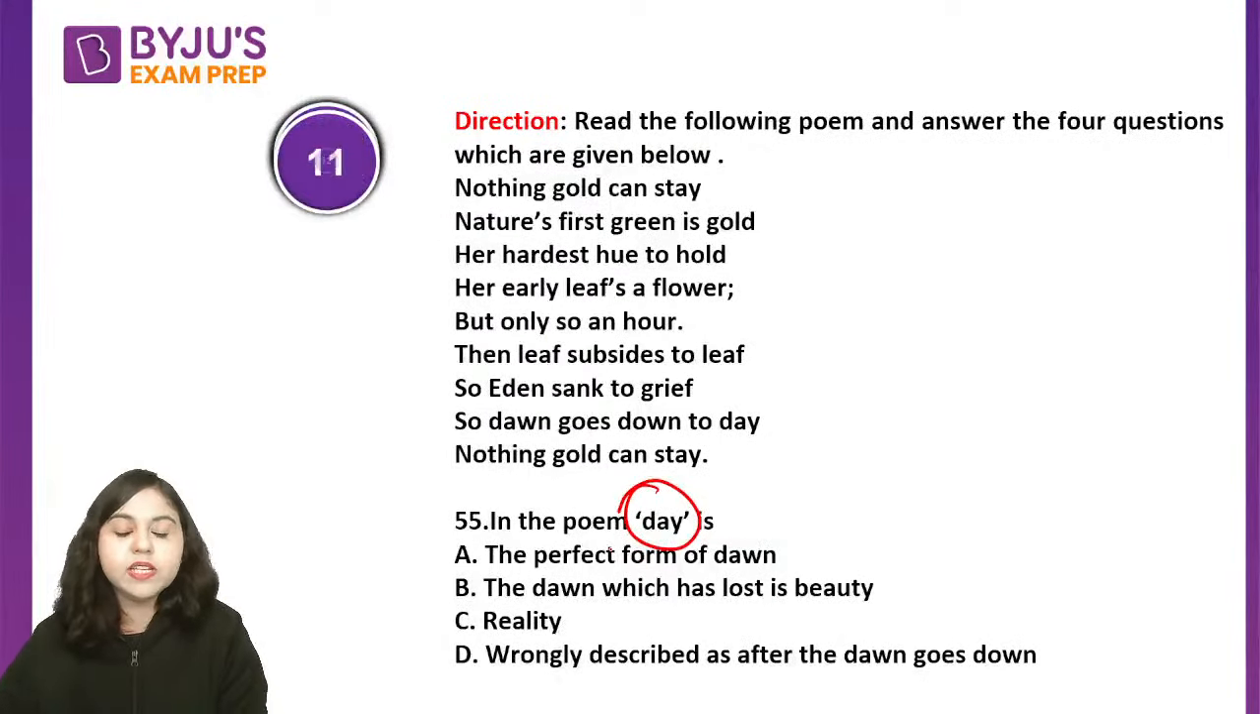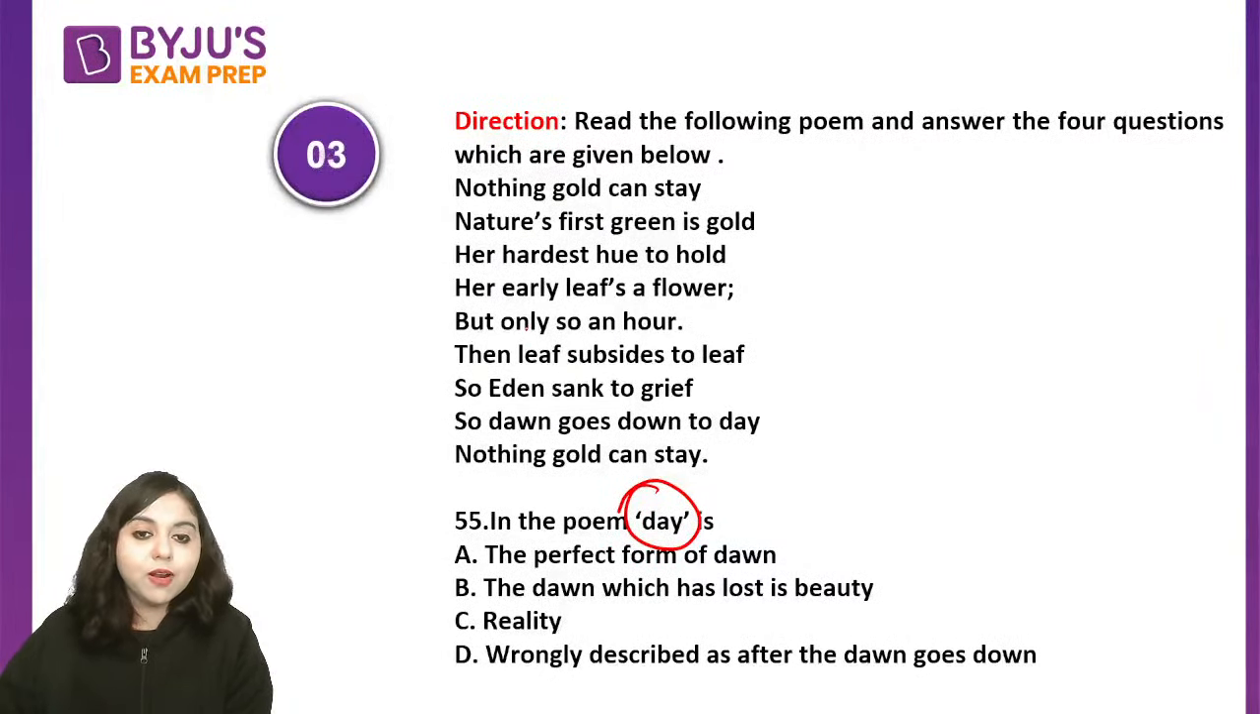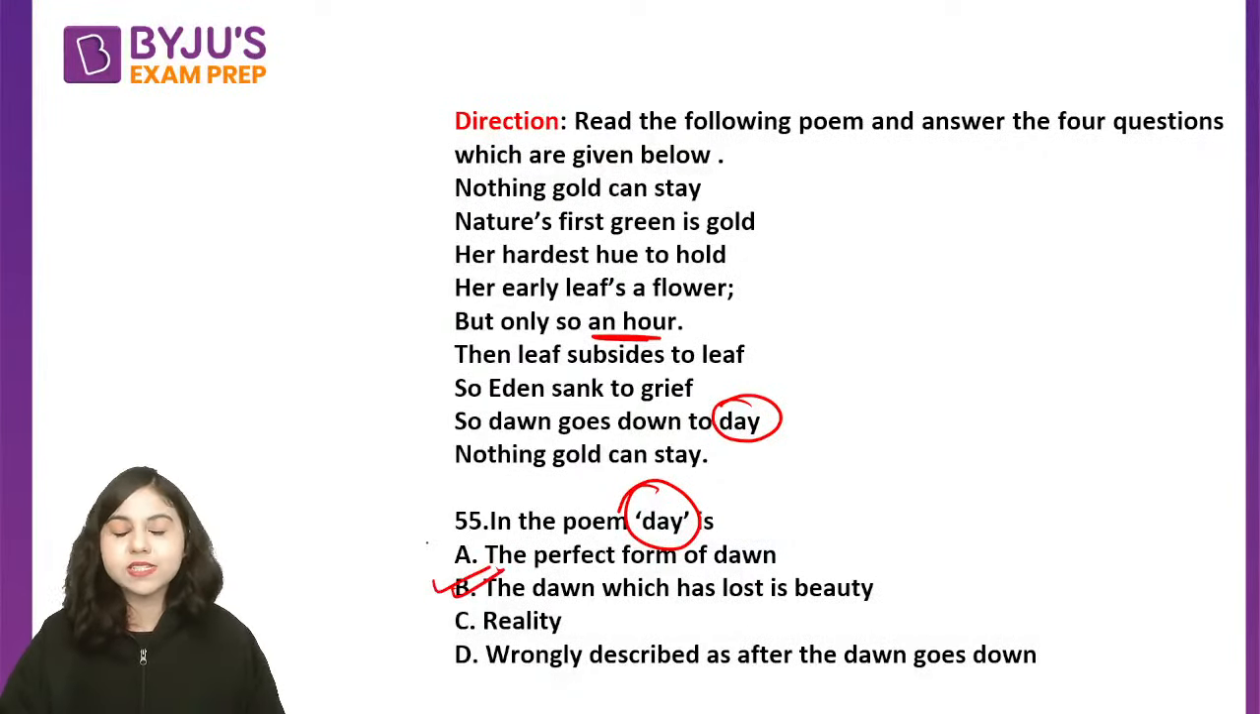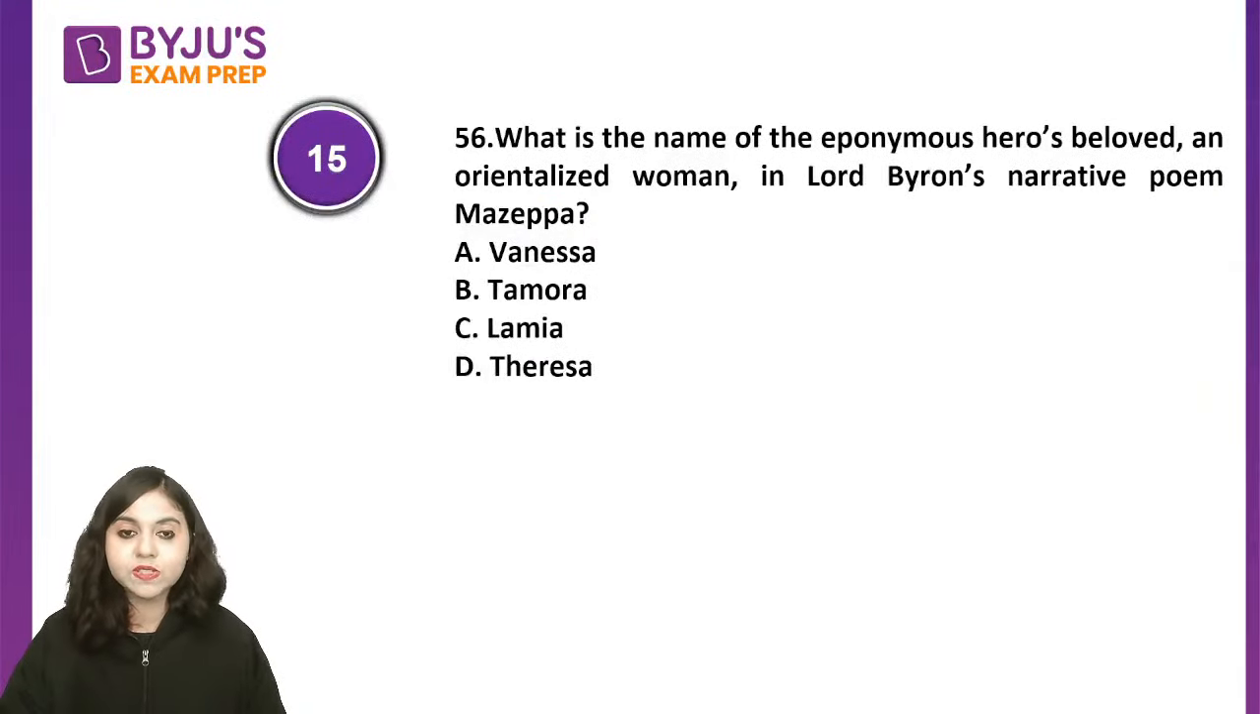In the poem, what is day? Nothing gold can stay. Nature's first green is gold. Her hardest hue to hold. Her early leaf's a flower, but only for an hour. Then leaf subsides to leaf. So Eden sank to grief. So dawn goes down to day. So what is it that day is referring to? Day is referring to the dawn which has lost its beauty.